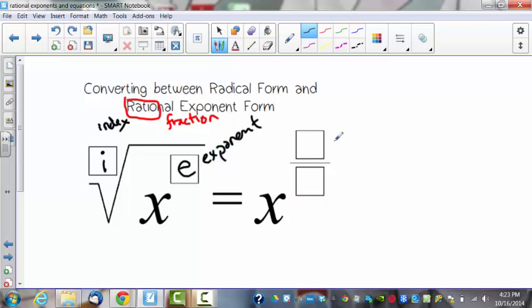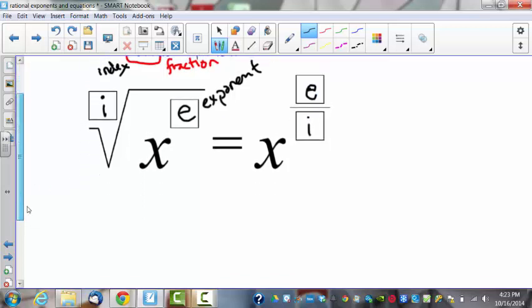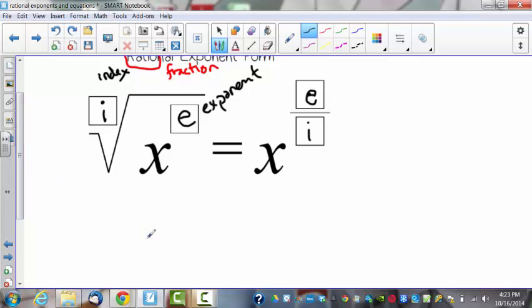And you probably have heard that song, Old MacDonald Has a Farm. And the next part goes E-I-E-I-O. So E is going to go on top, and I is going to go on the bottom. So for example, if we had the cube root of x squared, this would be the same as, well, this is going to be my I, this is my E. I think to myself, Old MacDonald had a farm. E-I, so the 2 is going to go on top, and the 3, the index, will go on the bottom.